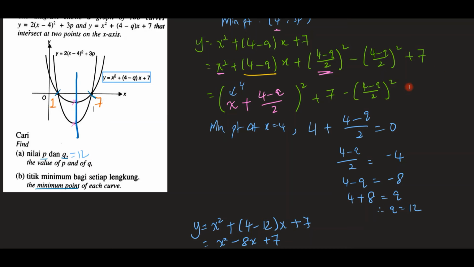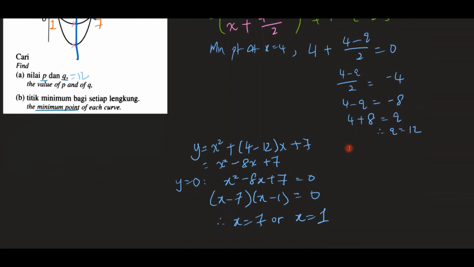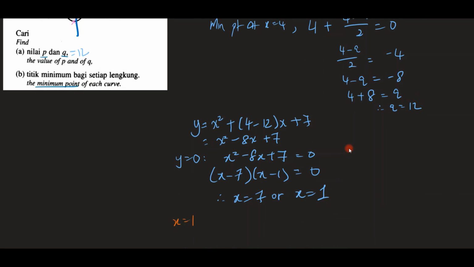So I know from here, when x equal to 1, y equal to 0, for this function it also satisfies. Or I know also x equal to 7, y equal to 0. Now that I know the information of a point, I will just put it in. So I know x equal to 1, y equal to 0 inside this function. So 2(x minus 4) squared plus 3p equal to 0. Wonderful. One equation, one variable. I can solve for p.